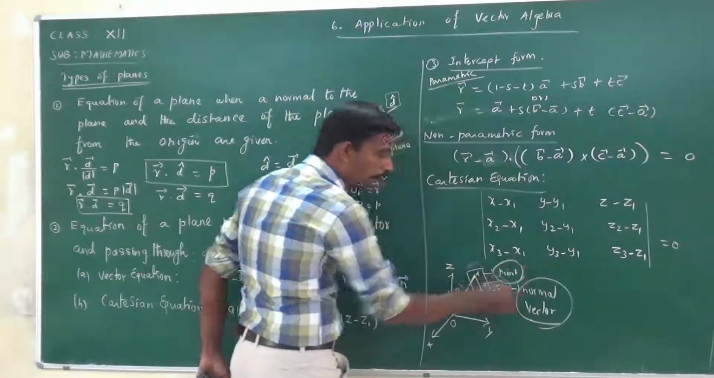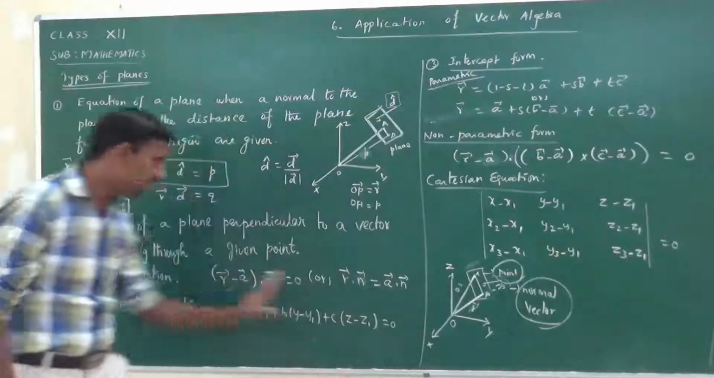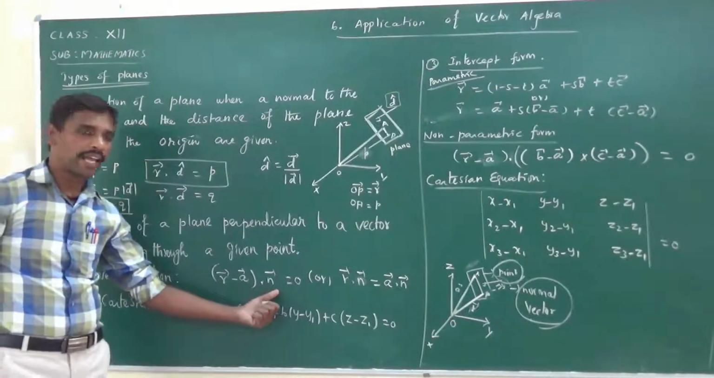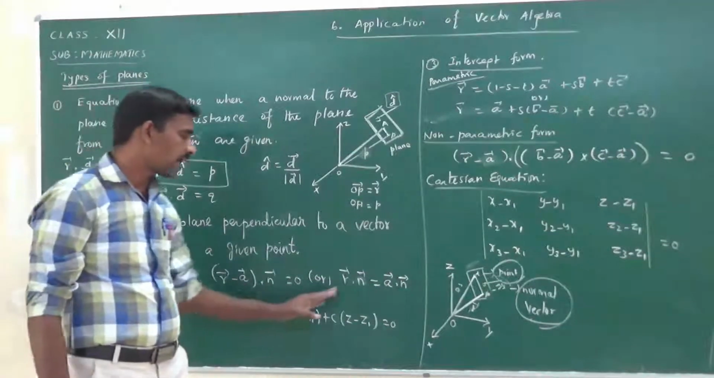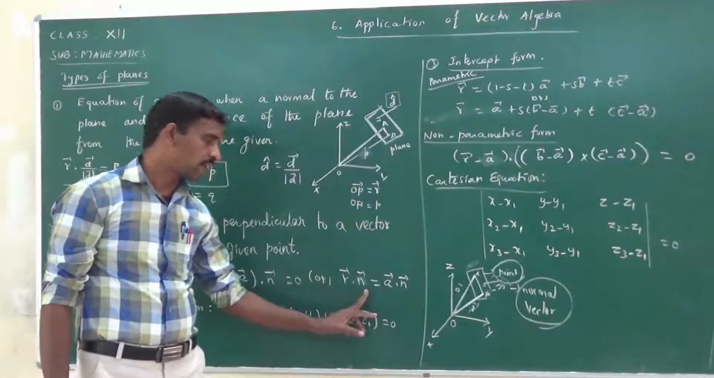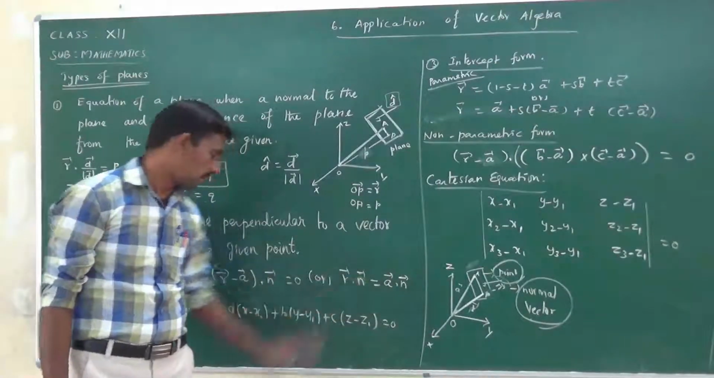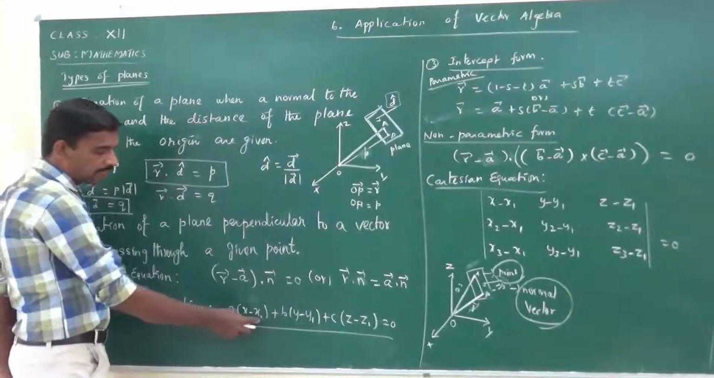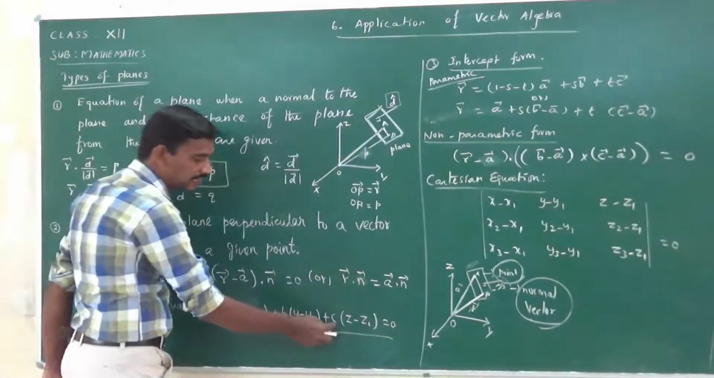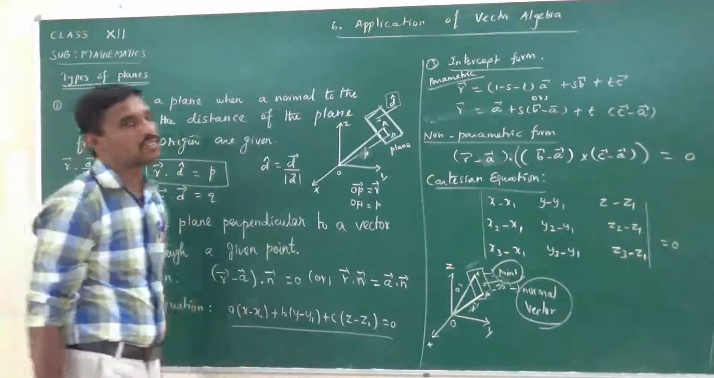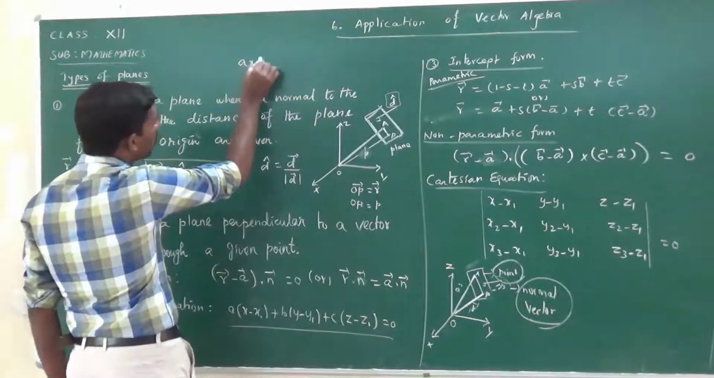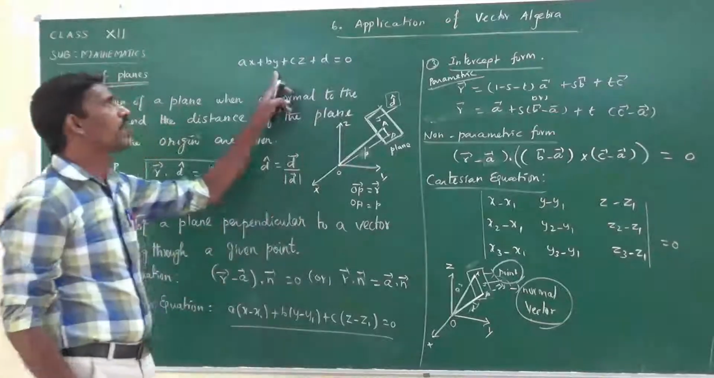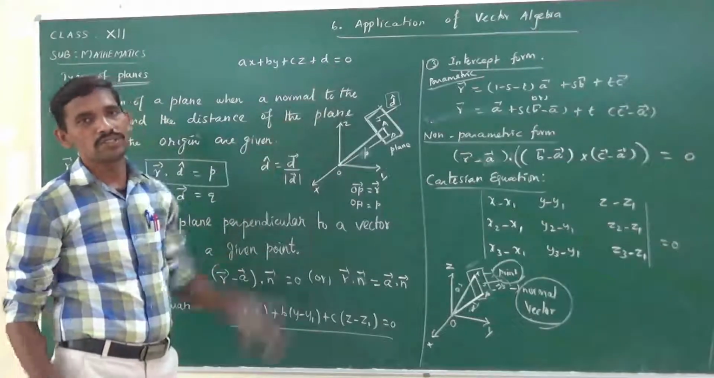One normal vector and one point are given, so the equation of the plane in vector form is r vector minus a vector dot n vector equal to 0. We can write it like this also: r vector dot n vector is equal to a vector dot n vector. This is the Cartesian form: a into x minus x1 plus b into y minus y1 plus c into z minus z1 equal to 0. In general form, the equation of a plane is ax plus by plus cz plus d equal to 0.